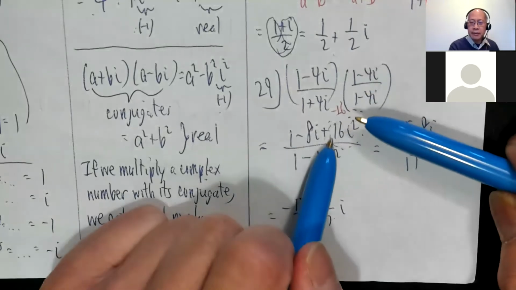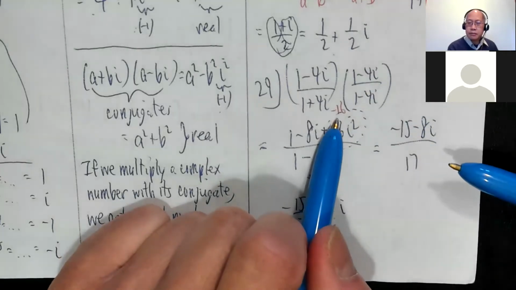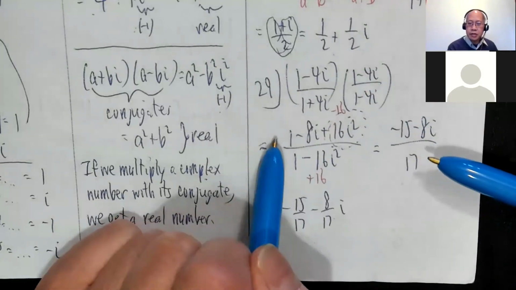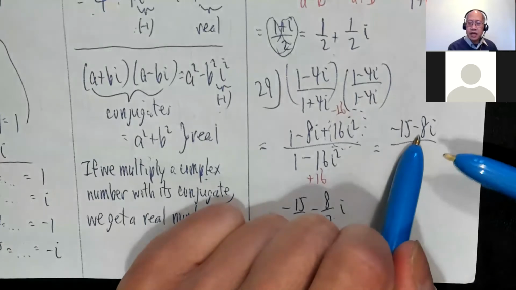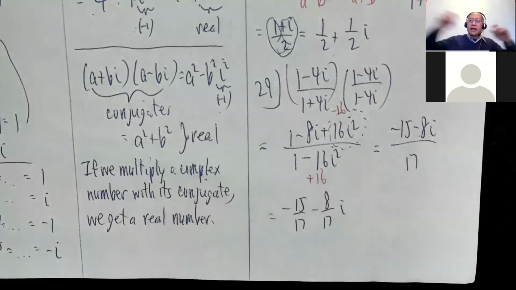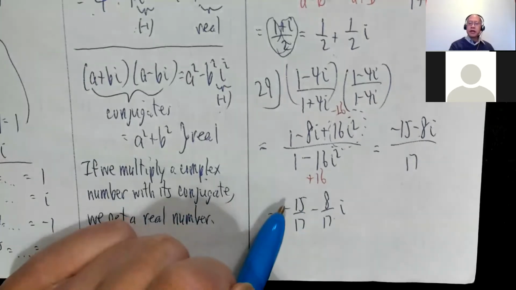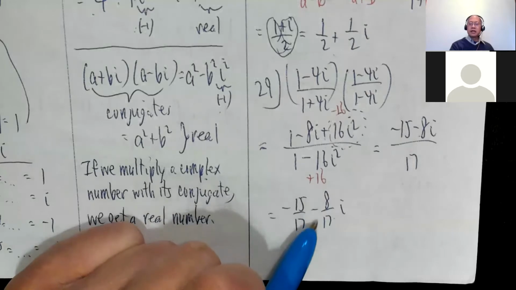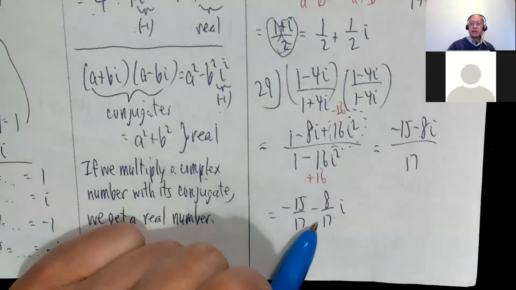And let's see what happens on top. This was -16, right? So -16 plus 1, -15 minus 8i. Last step is to just split them into 2. So -15 over 17 minus 8 over 17i. And then that's pretty much about it from there.